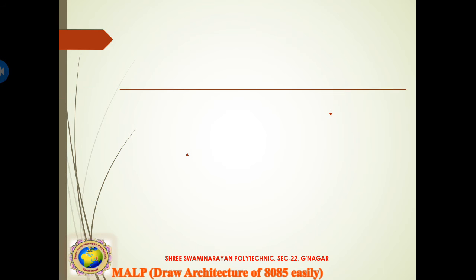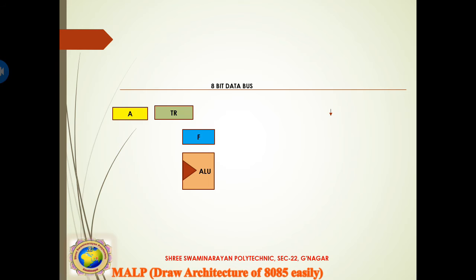Now we start to draw. Here I start with the 8-bit data bus. The 8-bit data bus is connected with several registers. Here is the first, the ALU, then register A, which is the accumulator. Then I draw TR, which means temporary register. Then F, which means flag register. The accumulator is connected with the 8-bit data bus in bidirectional form. A double-sided arrow indicates bidirectional form.